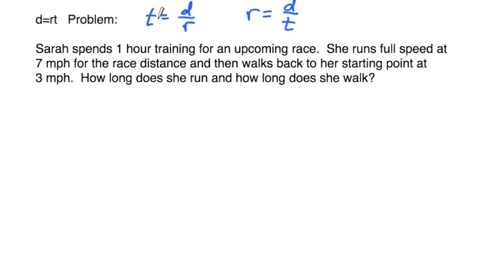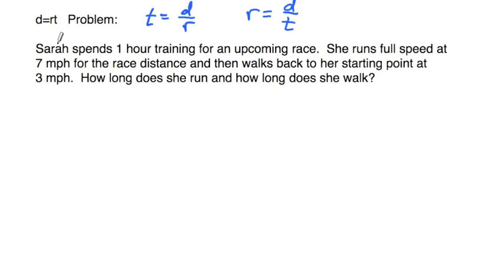Now time is usually measured in hours, distance is usually measured in miles for our sakes, and rate is usually miles per hour. But of course these can change. Rate could be feet per second, distance could be feet, and then time would be in seconds.